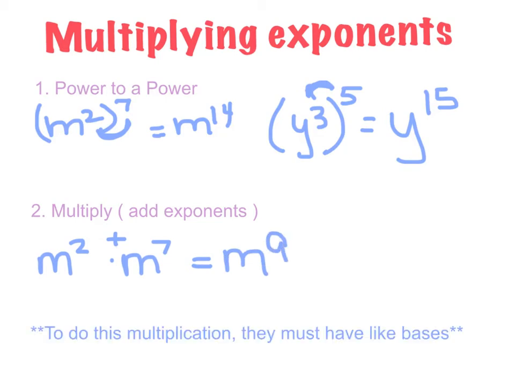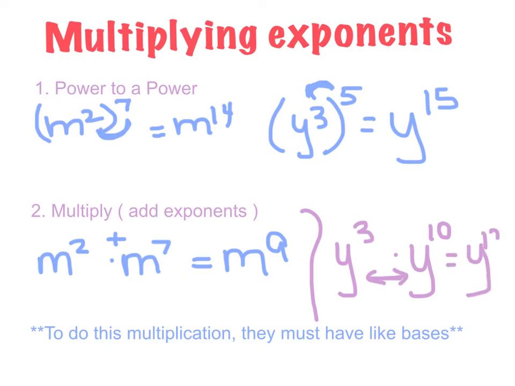To do this type of multiplication, they must have like bases. So if you're doing, let's say, y to the 3rd times y to the 10th, the two variables must be the same to do it, and you will get y to the 13th power because you add 3 and the 10.